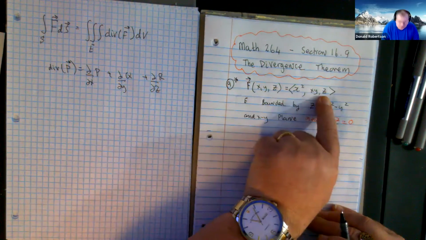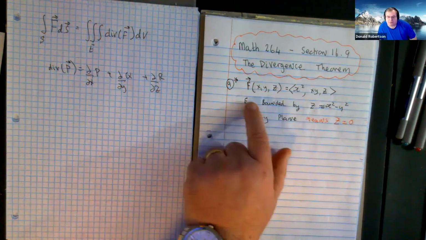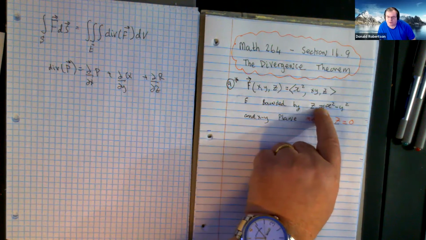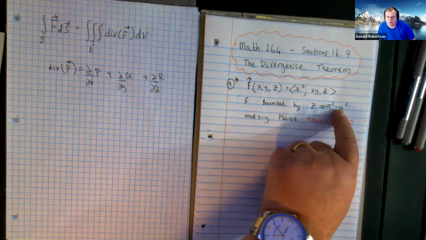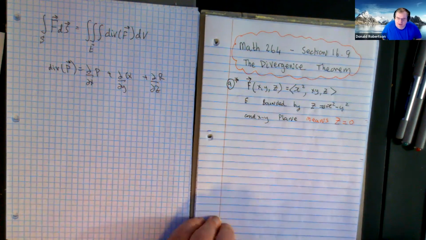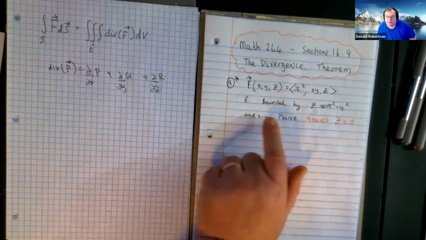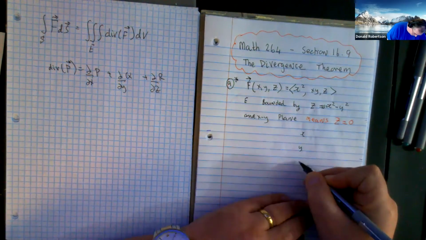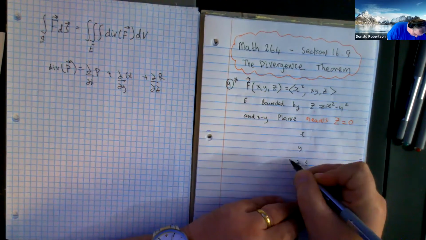So here is our vector function. The region E is bounded by z equals 25 take away x squared take away y squared, which I believe is some kind of paraboloid, and the xy plane. Now, we need to generate the limits of integration.